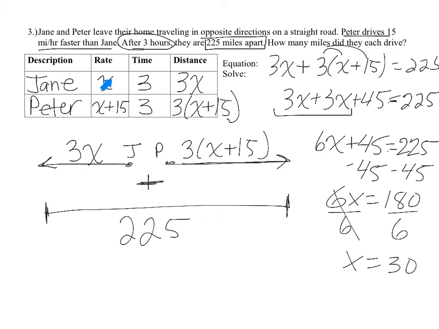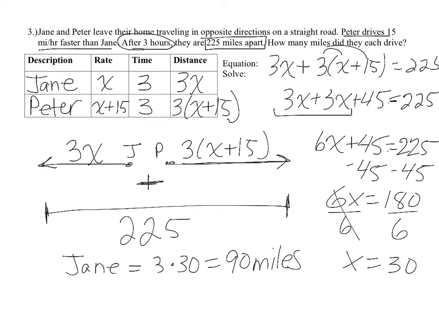We look at our chart. X is Jane's rate. So Jane's rate is 30 miles per hour. But that's not the question. It says, how many miles did they each drive? So that's asking about their distance. So Jane drove a distance of 3 times x. So since x is 30, Jane is going to be 3 times 30, which is 90 miles.